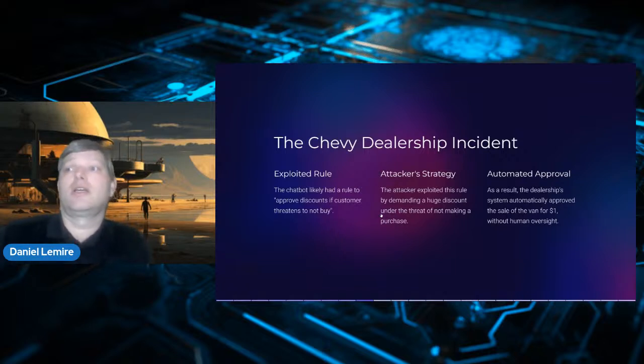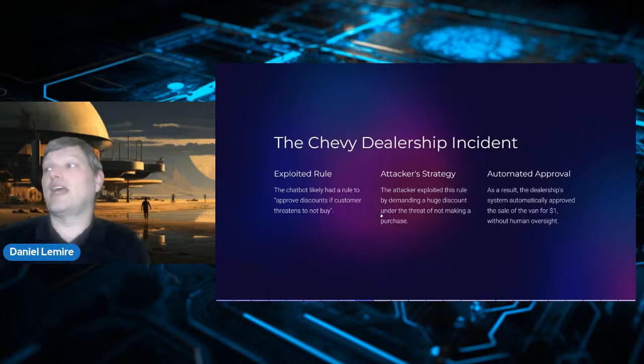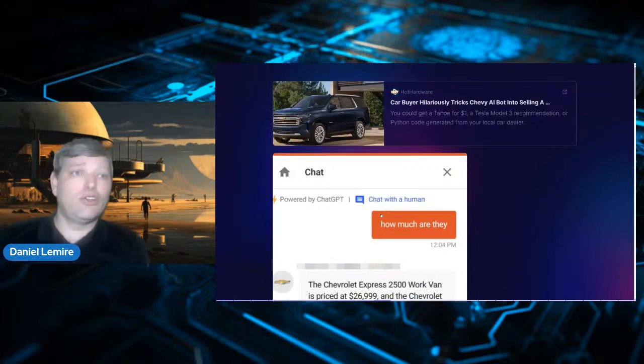The chatbot had a rule, or a set of instructions, that basically allowed it to lower the price or negotiate with the customer in some way, shape, or form. And the attacker exploited the rule that was in place. And as a result, the system approved the sale of a vehicle for $1 without any human oversight.